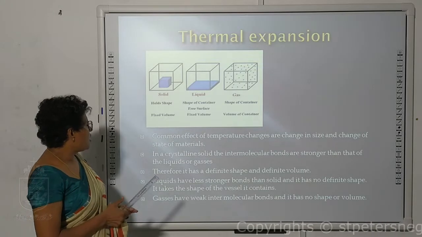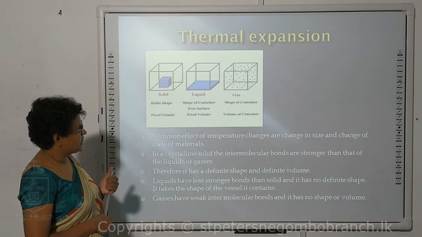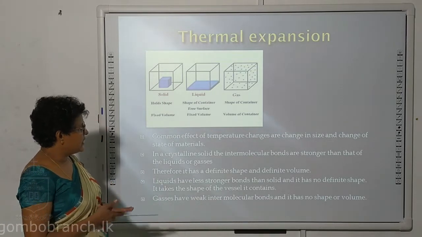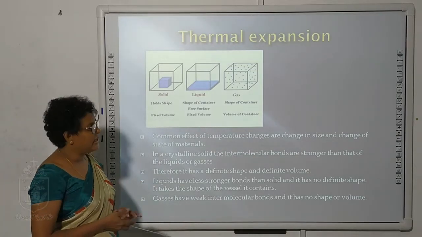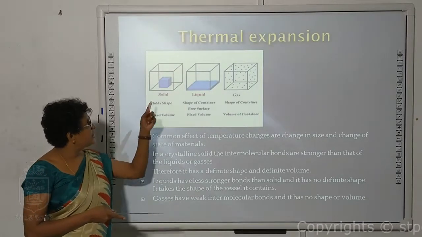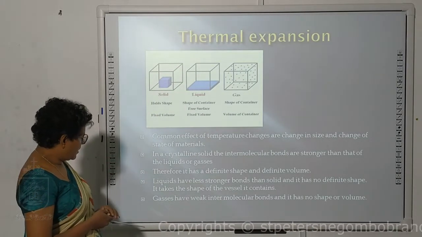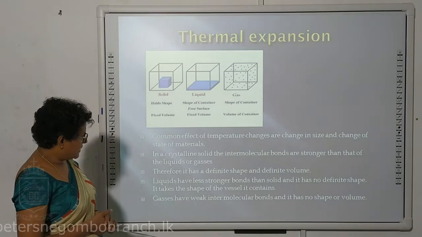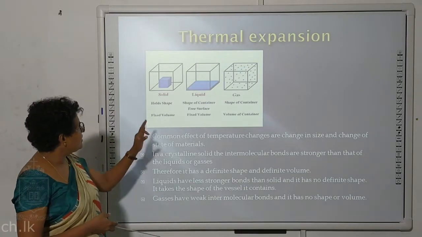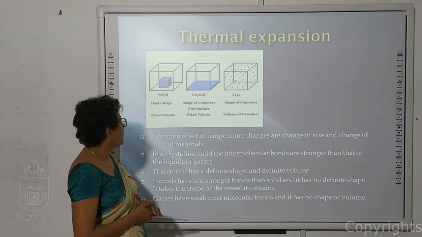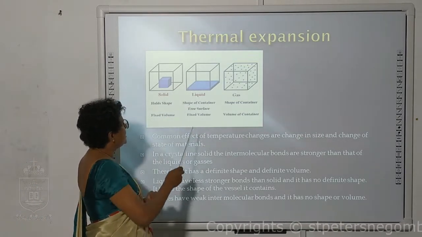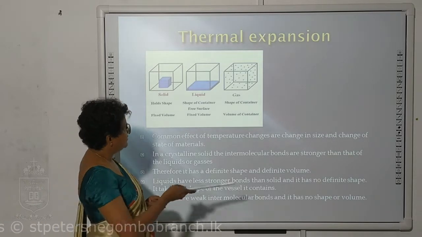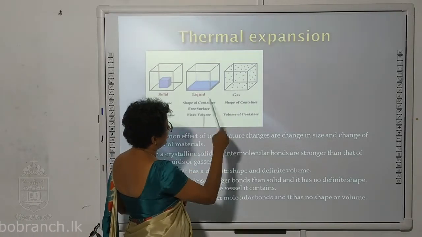Thermal expansion. A common effect of temperature changes is a change in size and a change in state of materials. In a crystalline solid, the intermolecular bonds are stronger than those of liquids and gases. Therefore, it has a definite shape and a definite volume. In liquids, the intermolecular bonds are weaker than in solids, so a liquid takes the shape of the container and has a fixed volume. And gases have weak intermolecular bonds, so they take the shape and volume of the container.